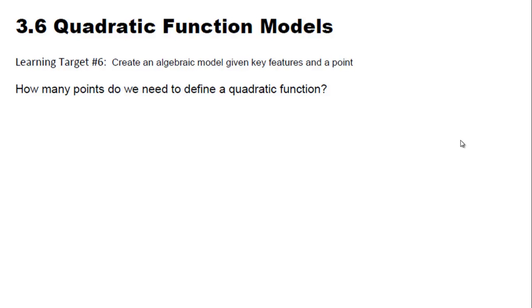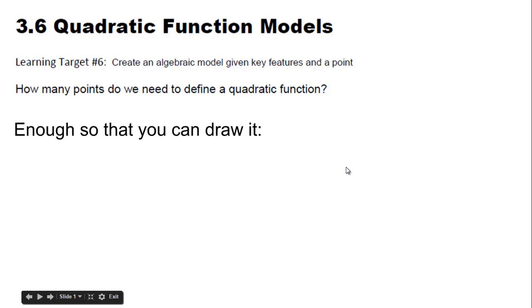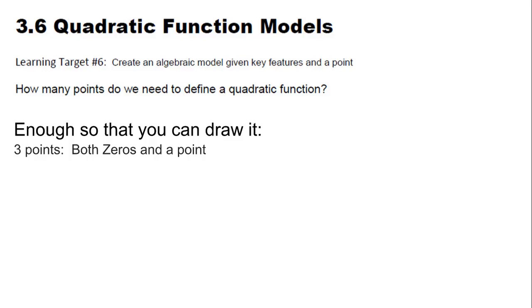So the question we're going to start with is, how many points do we need to define a quadratic function? So we need to think about that. And you can pause it to think about the different cases. It all really depends, and the big thing is it's just enough so that you can draw it. So you might be thinking, I need 3 points or 4 points or 5 points, but it's really just enough so that you can draw it.